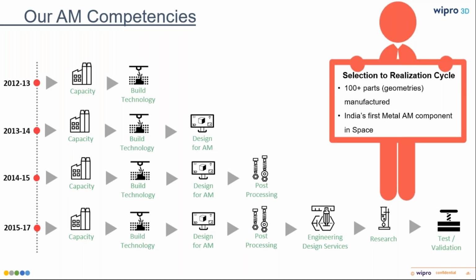So our journey in additive started somewhere around 2012, 2013, wherein we set up capacity, and slowly and surely we tried to incorporate each functionality. So we brought in our design for AM capability in terms of experienced engineers. Then we set up a post-processing capability, which is often required because, as I mentioned, you do require to remove the supports or machine the parts. And once all of this was set up, we went into R&D, testing of the material and the testing of the parts, and also design services.